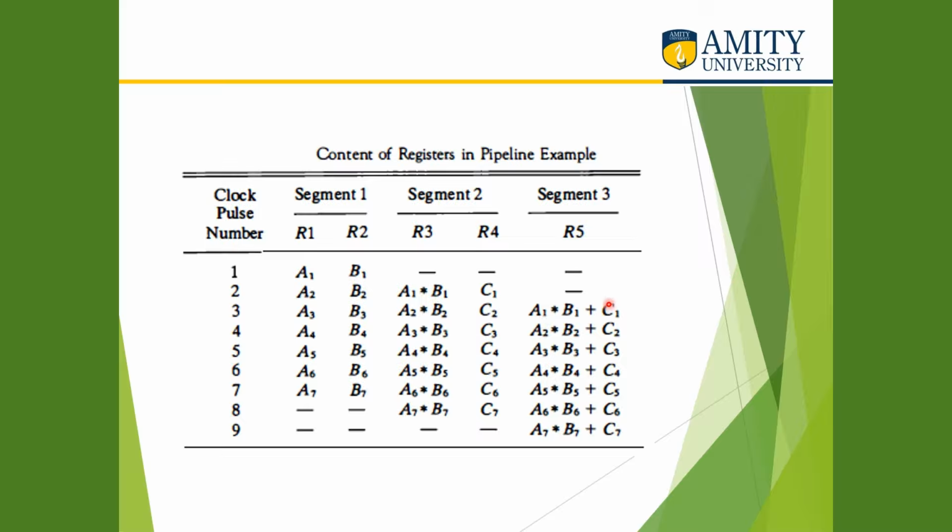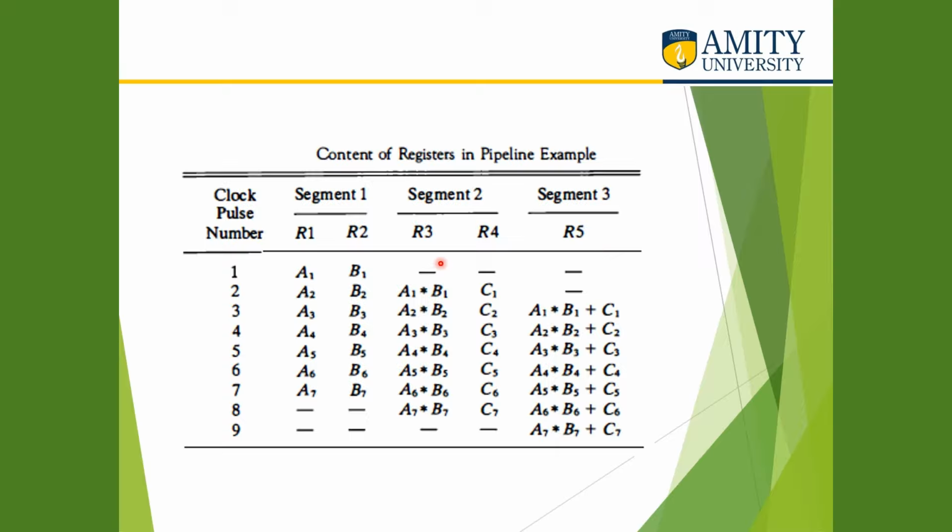We have a clock pulse number. So basically these are the clock cycles. In the first clock cycle, we are inputting data of A1 into R1 and B1 into R2. Remember, we had Ai and Bi and Ci, where i was from 1 to 7. So we are going to execute this task all the way from 1 till 7. So in the first one we input the values of A1 and B1 into register 1 and 2. In the second step, before we do that, we go back to segment 2 and 3.